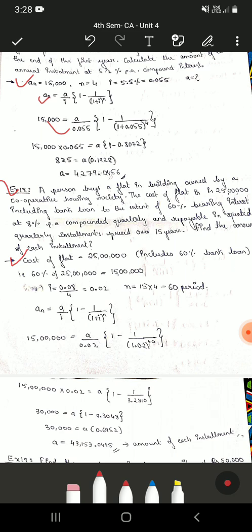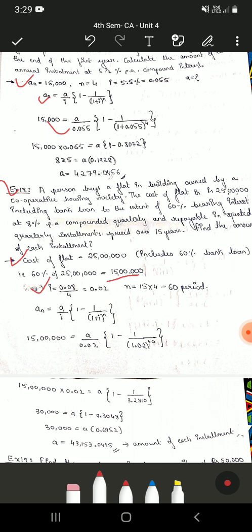So 60% of 25 lakhs will be 60 divided by 100 into 25 lakhs. So you get 15 lakhs. Whatever amount is remaining, he has paid as a down payment. So now this loan amount he has to pay installment-wise. So now we will see what is the amount of each installment.